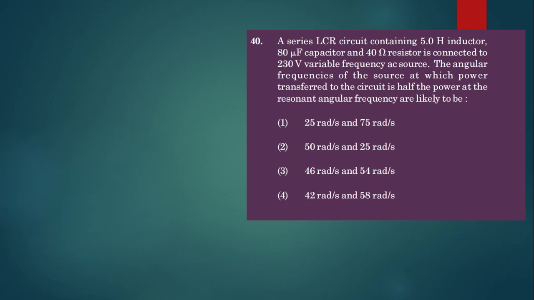This question belongs to the LCR circuit. LCR circuit means it involves an inductor, a capacitor and a resistor. According to the description in the question, this LCR circuit is connected to an AC voltage source with variable frequency. When you change the frequency, of course the current will change as well as the power, that we know for an LCR circuit. Now we are supposed to find the angular frequencies of the source at which the power transferred to the circuit is half the power at the resonance frequency.